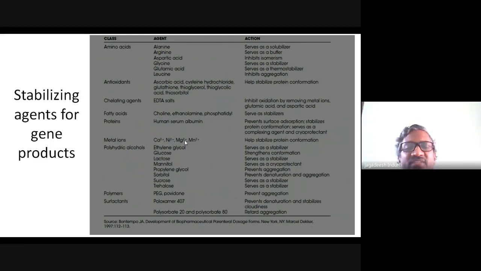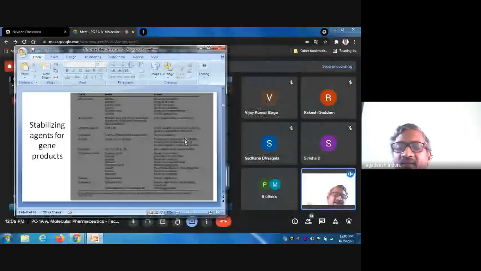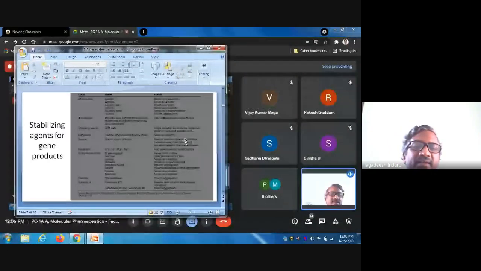It is present. You just read them after the class is over, so that you will be able to understand what other excipients and adjuvants I need to add in the targeted drug delivery system, so that I can solve the problems of the delivery. This is what you need to understand.